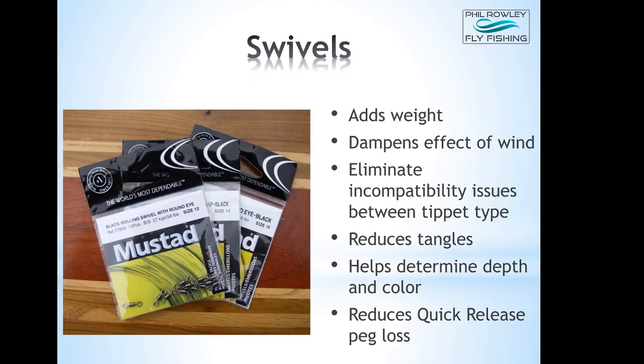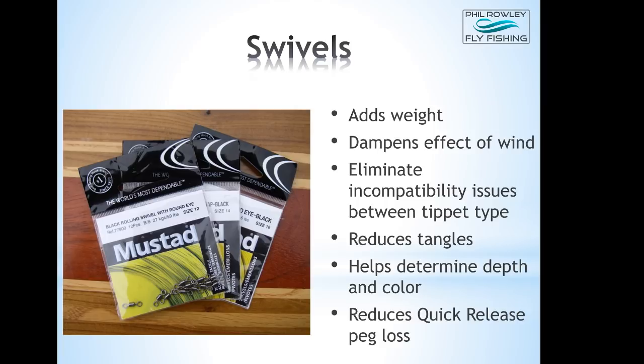The swivels spin, so they'll help reduce tangles. Any sort of English you put into the cast that may lead to a tangle can be absorbed by the swivel somewhat. It helps reduce quick release indicator peg loss.